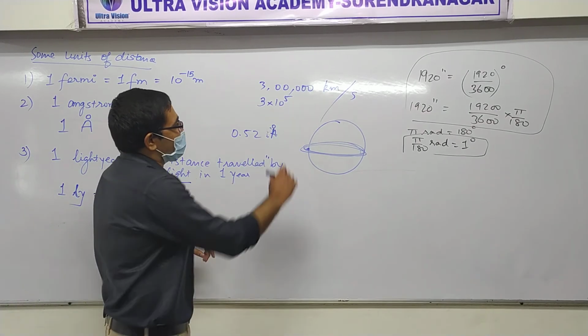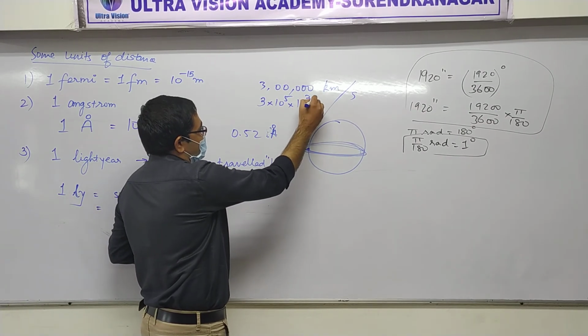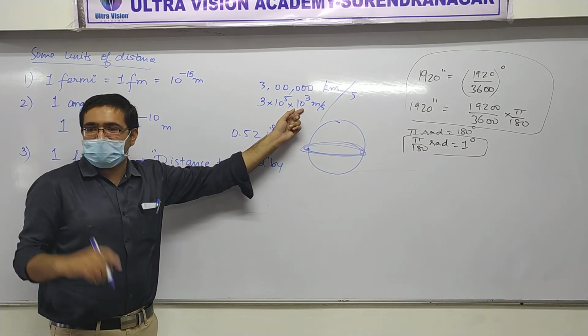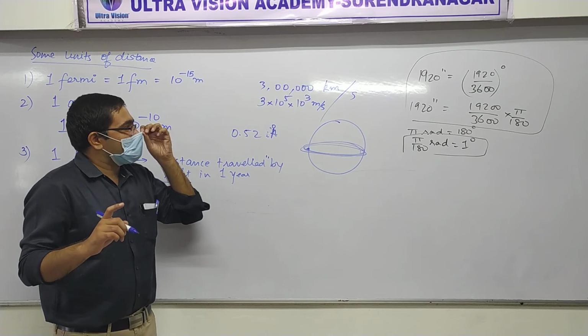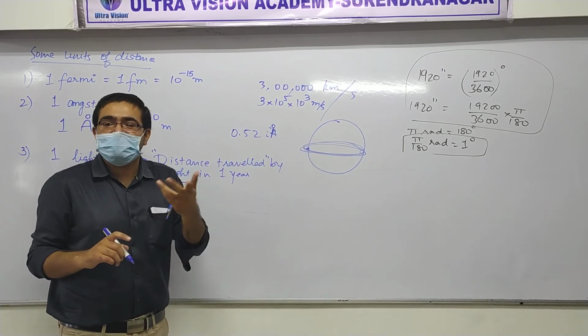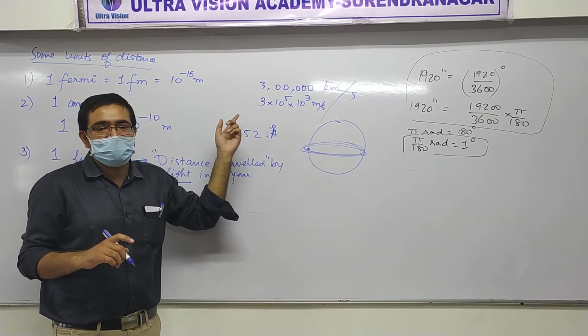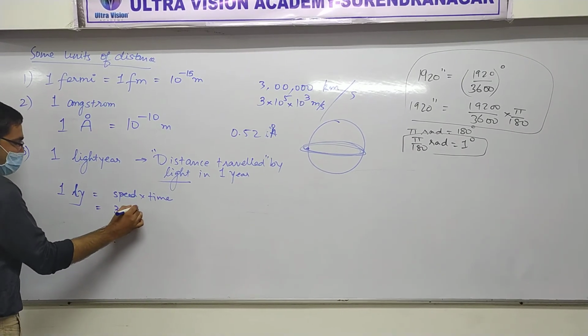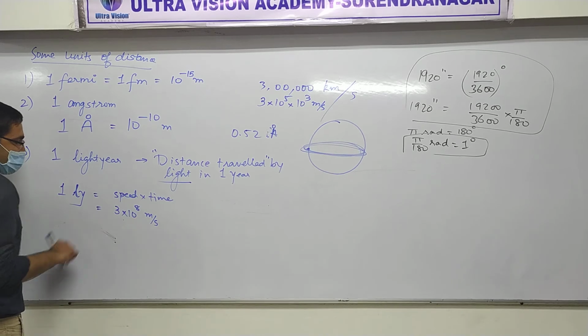Kilometer will convert to meter. So multiply by 10 raised to 3. Is that clear or not clear? Okay. So 3 into 10 raised to how much? 3 into 10 raised to 8. Very good. So speed of light is 3 into 10 raised to 8 meter per second.